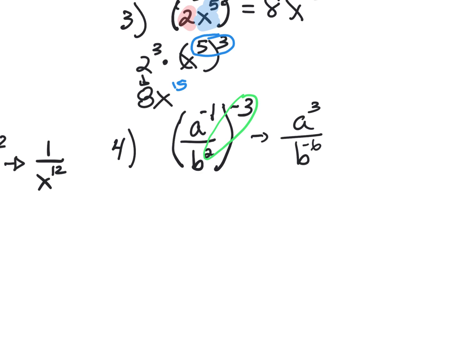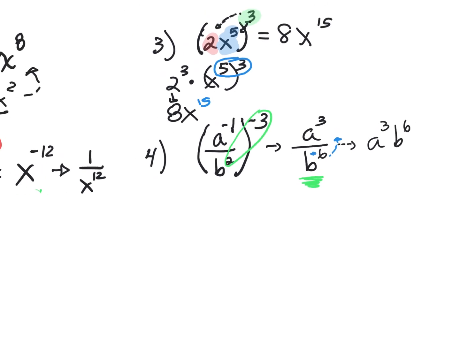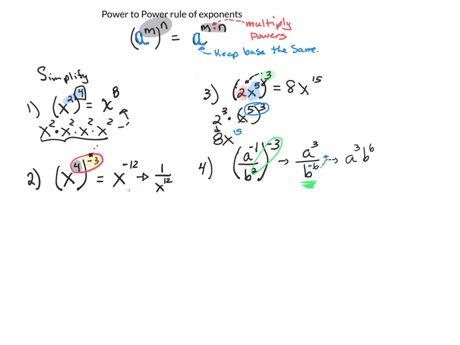However, many of us in the mathematical community don't like having a negative exponent. So we're going to bump this up into the numerator to get rid of that negative power. So the final answer is going to be a to the 3rd, b to the 6th. So you might need to go back and look at a video on negative exponents if you need to. So let's just try a couple more.